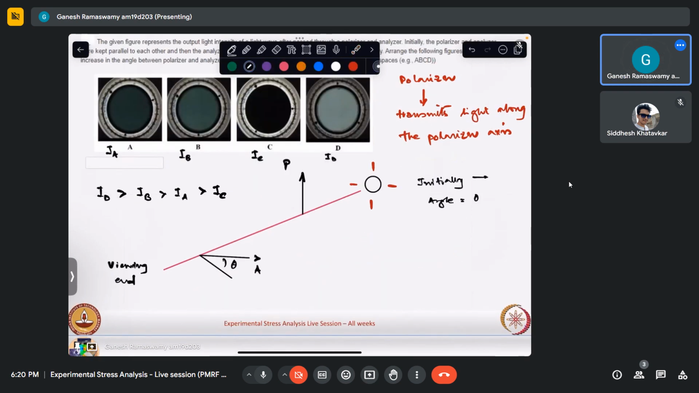So this angle is 0, then 0 plus some beta, then plus some alpha, and then totally this is cut. So this must be 90 degrees. So we have already arranged it in the increasing order. So the answer would be D, B, A, C. I take it is clear. Okay.